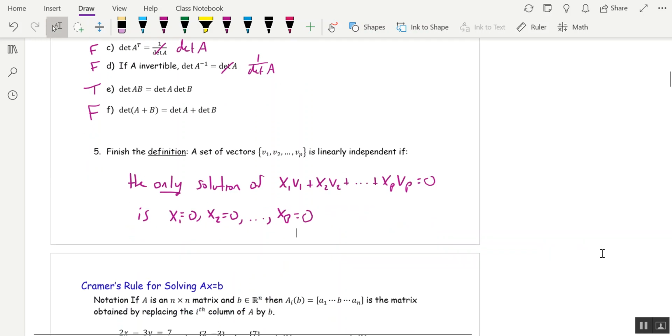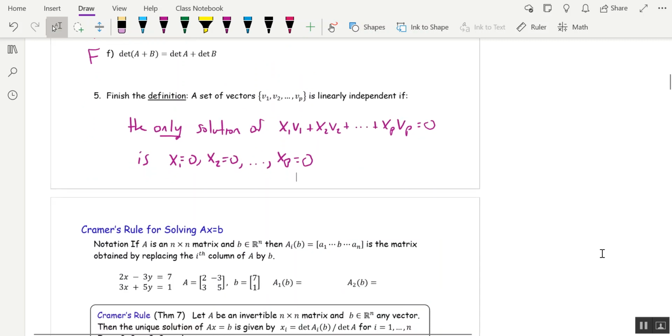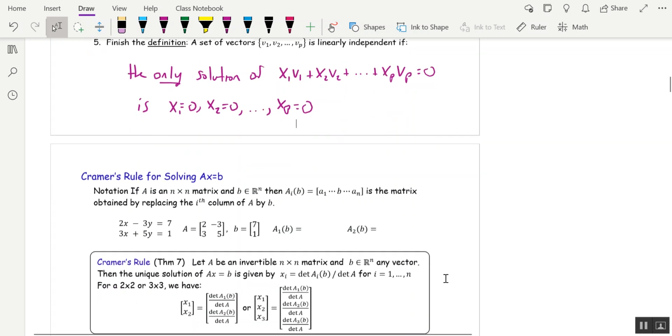All right, so now Cramer's rule. Cramer's rule is a rule for solving a system Ax equals b. It's not the way you want to solve a system in general, but it's good to know, and it can be used sometimes.